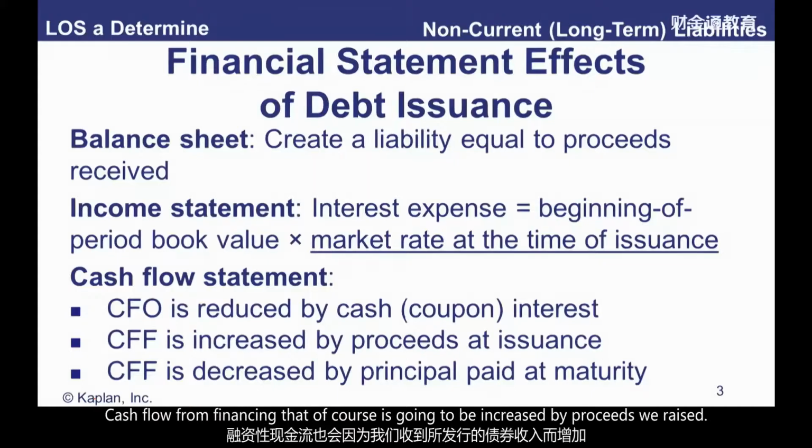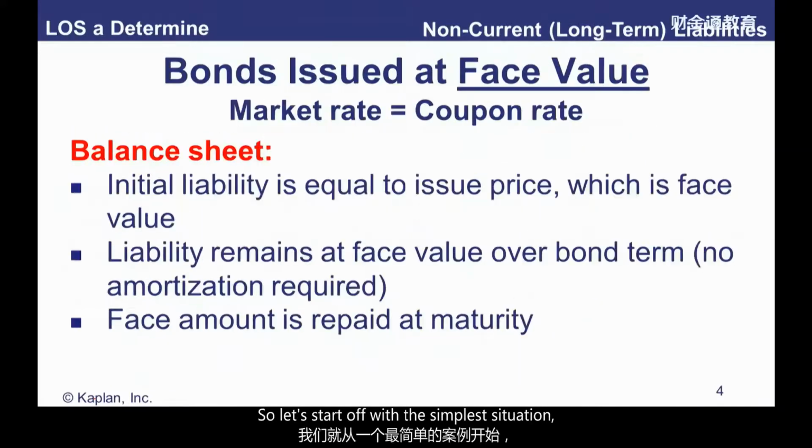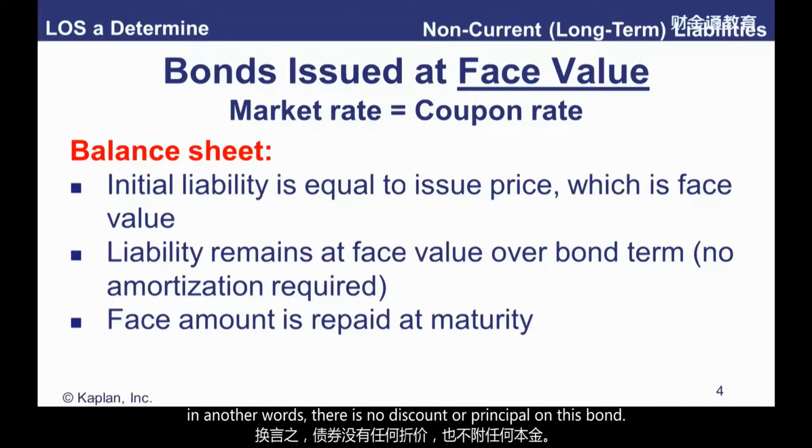Cash flow from financing, well, that of course is going to increase by the proceeds that we raise when we issue the bond, and of course at maturity of that bond it's going to decrease by the principal payment, the face value that is essentially paid out. So let's start off with the most simple situation. Here we've got a bond being issued at par value. In other words, there is no discount or premium on this bond.